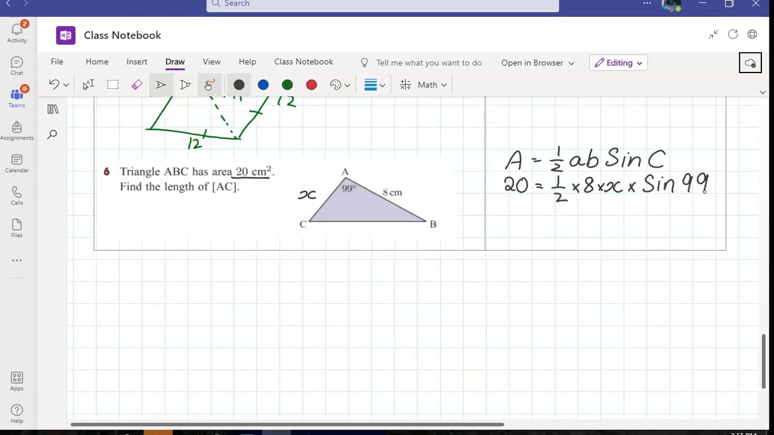I want to get to X. So I have to undo all the stuff that's happening to it. So I have to do times and times. How do I get rid of, undo a times? Divide. So we divide, and we're going to divide the other side. So we're keeping the 20, and we're going to divide by all of this palaver. A half, the 8, and the sine 99.